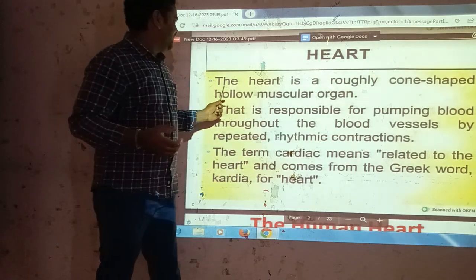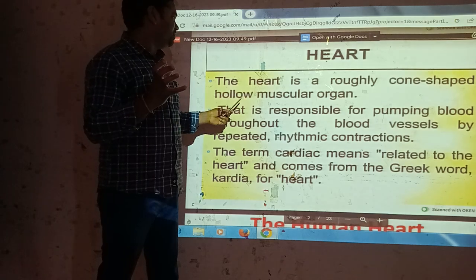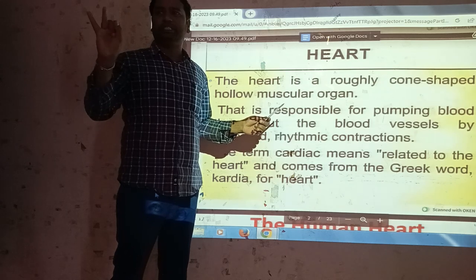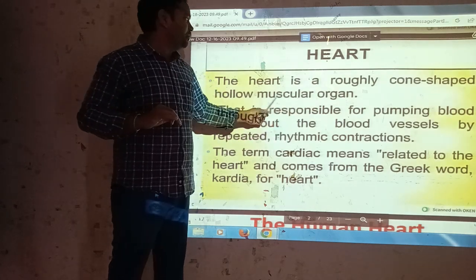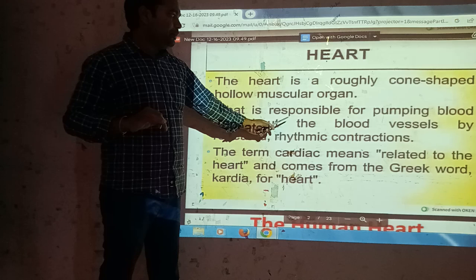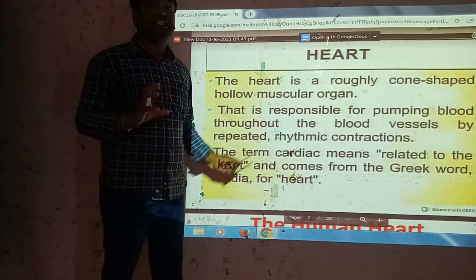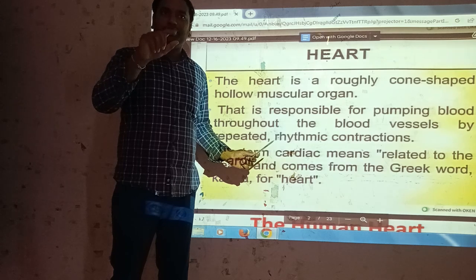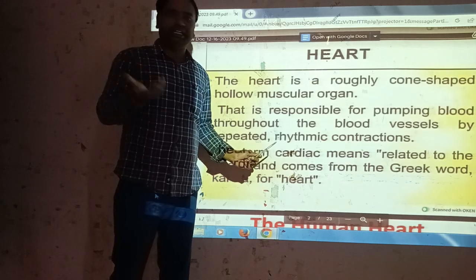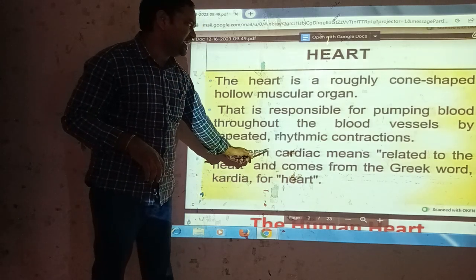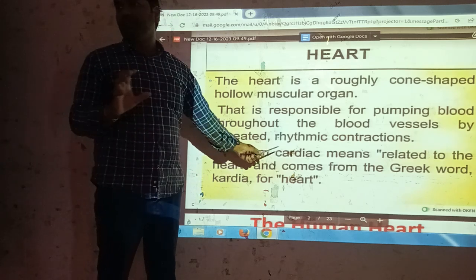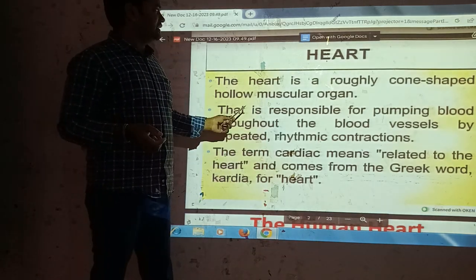The heart is a roughly cone-shaped hollow muscular organ. Muscles are of three types: skeletal muscles, smooth muscles, cardiac muscles. The heart is a muscular organ that is responsible for pumping blood through the blood vessels by repeated rhythmic contraction. From the embryo stage at 1 month until the end of life, there are rhythmic contractions, systole and diastole. The term cardiac relates to cardia, meaning heart; this is derived from a Greek word. And this is the heart.